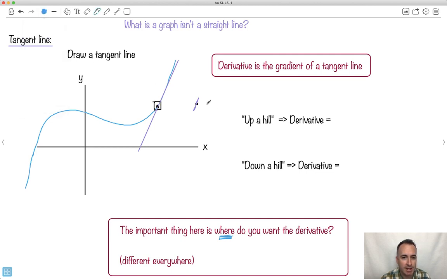So if I say I'm going up a hill, then I could say the derivative is positive, because the gradient is some positive number. So in other words, right here, I'm going to maybe write it down here. I'll say derivative, I'll just do deriv for short like that, okay? Derivative equals positive, because I'm going up a hill.